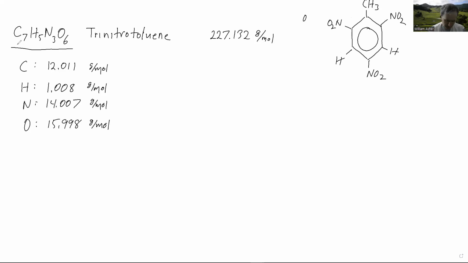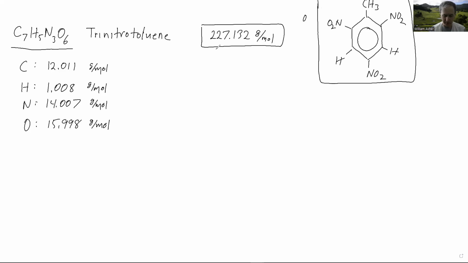What you're asked to do is calculate the percent composition of each type of atom in trinitrotoluene. The first thing you need is the total molecular mass of TNT, and we could do that one of two ways. One is we could just look it up, and it's 227.132, and this came off Wikipedia. So you can look things up if you want. The other way to do it is to calculate it.